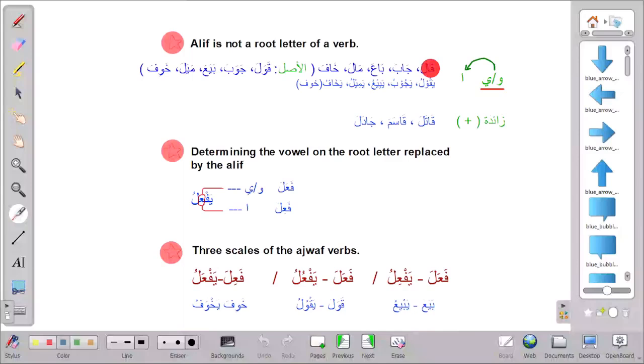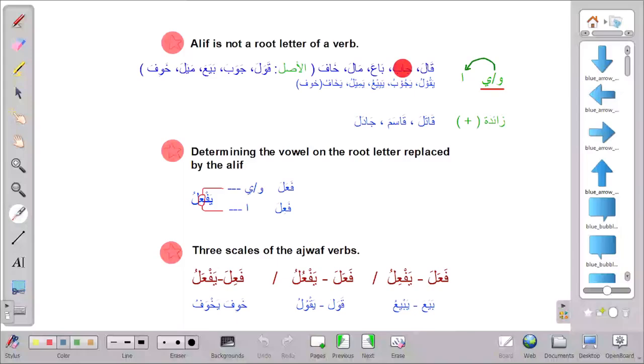If there is a wa in the mudore, which comes for prolongation, meaning the original root letter was wow. But if there is ya there, meaning it was ya. So you need the mudore to know whether it was actually wow or ya. So if I give you this verb jaba, and I ask you what the asl, the original word, was.